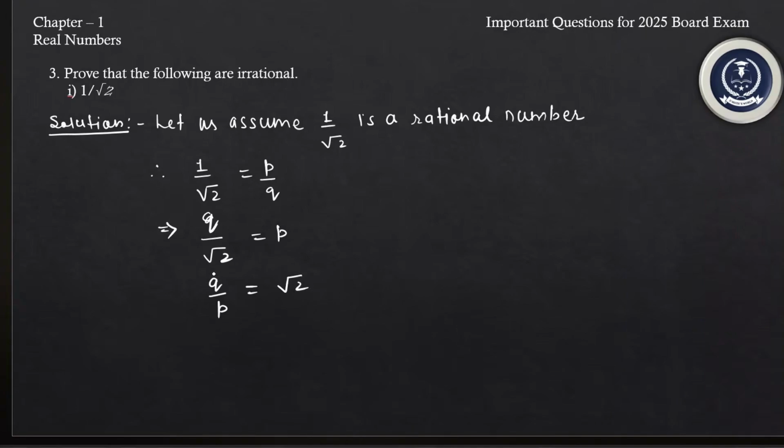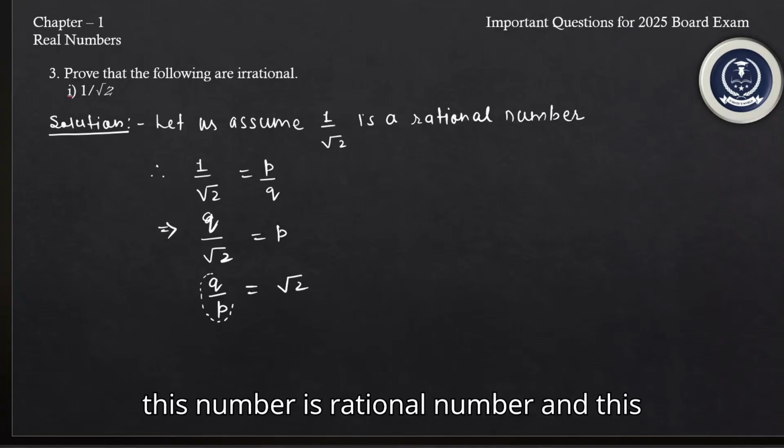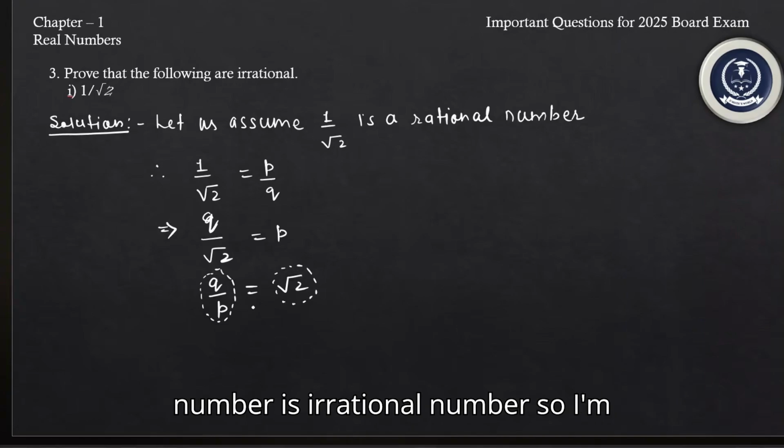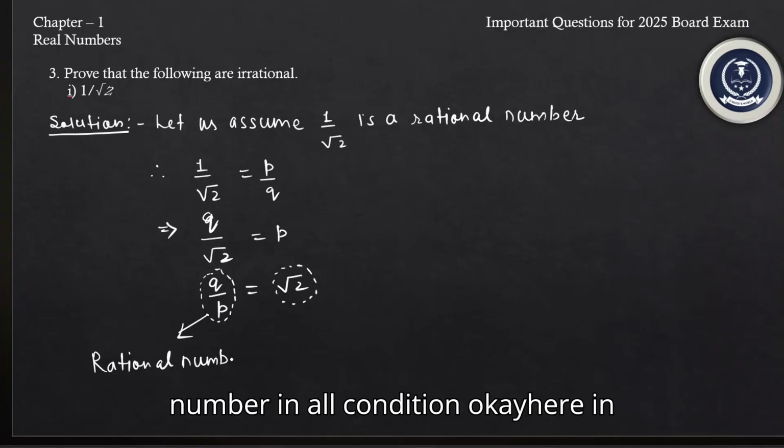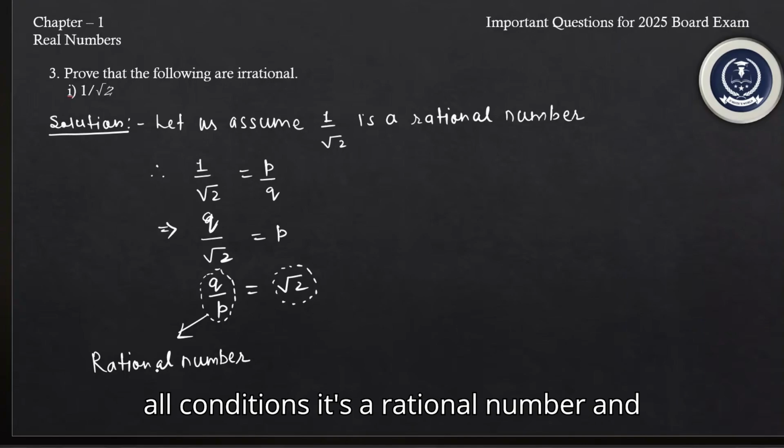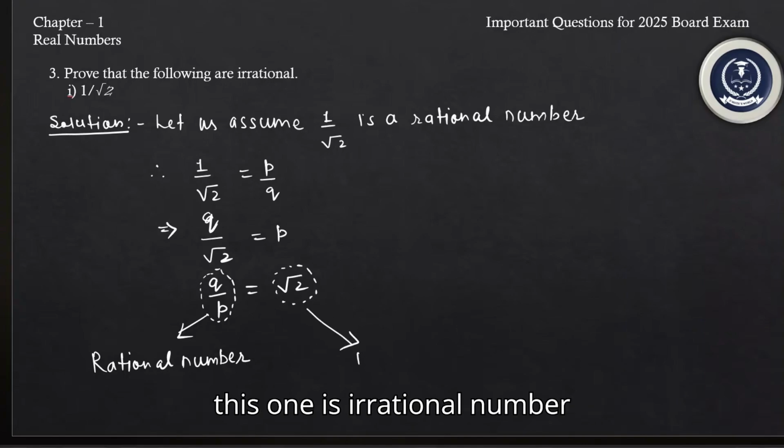You know that this number is a rational number and this number is an irrational number. So I'm directly writing it down here: this is a rational number in all conditions, okay? Here in all conditions it's a rational number and this one is an irrational number.